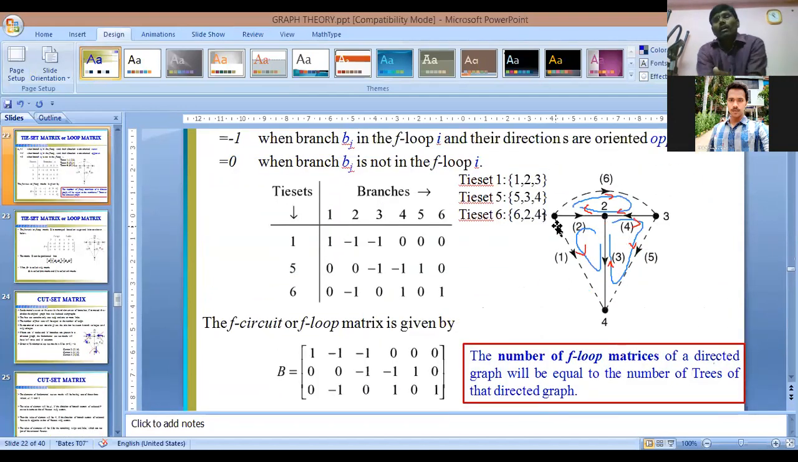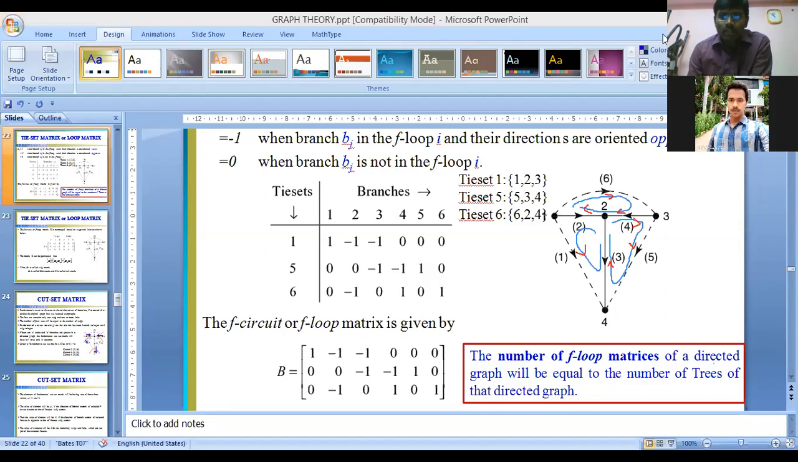So you have to choose the loop directions. The direction of the loop is taken from the direction of the link for that particular loop. Based on that, you have to choose like this. I hope it's clear. Okay, so you can find the elements of the loop matrix like this.